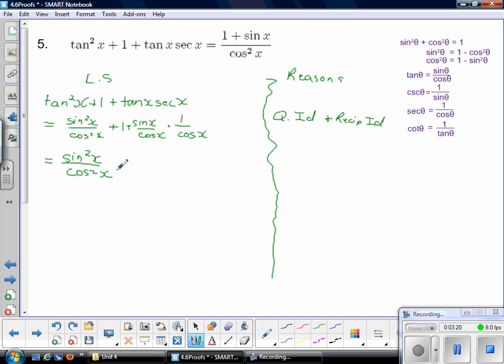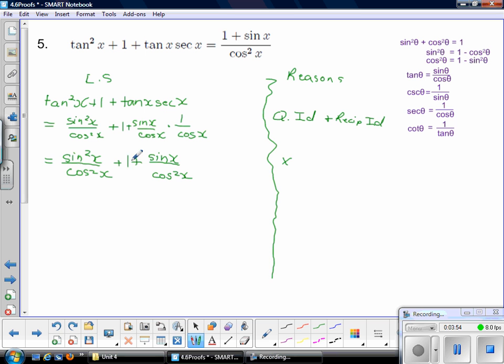I'm going to leave that 1 alone again, but I have a feeling I'm going to have to do something with it shortly. When I multiply these two together, I end up with a sine x over cos squared x. And so what we did there is all we did was multiply. Now I'm going to stop and I'm going to look now to see, remember, this is the side I want to get. Notice there's a cos squared x.